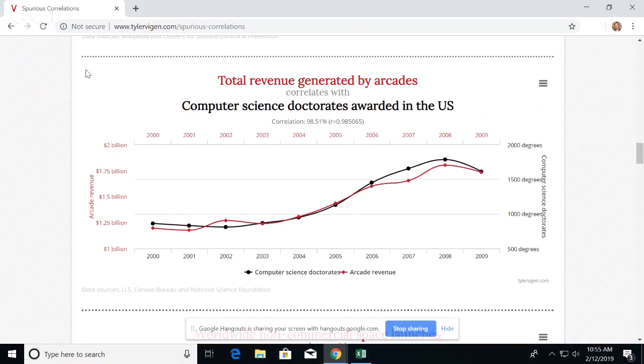How about the total revenue generated by arcades and the computer science doctorates awarded in the United States? Pretty cool. So what I'm trying to say here is just because two things are correlated doesn't mean they're related. So that's kind of a fun website.